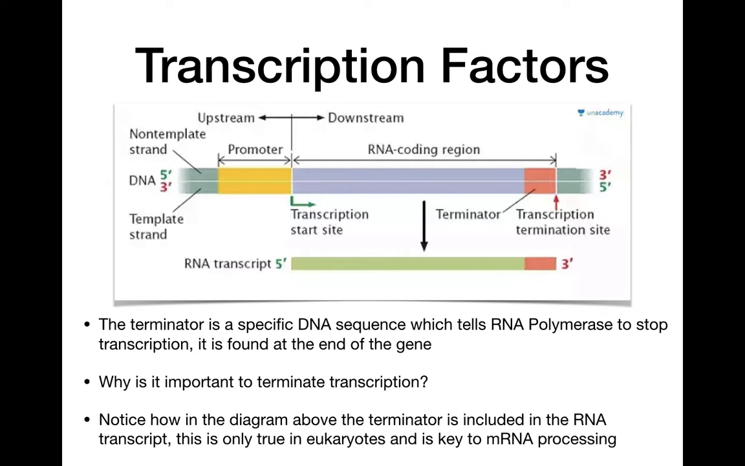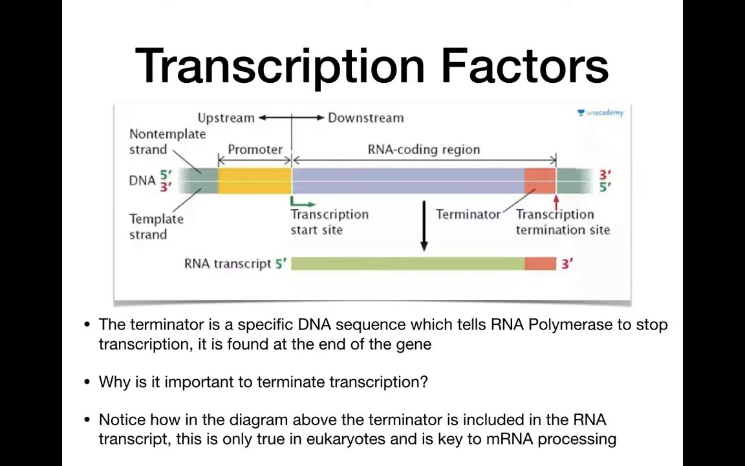Look at this diagram here. We can see the terminator is included in the RNA transcript, but the promoter is not. Now, this is true only in eukaryotes. It's not true in prokaryotes, and that's because we need the terminator to help us process the mRNA correctly.